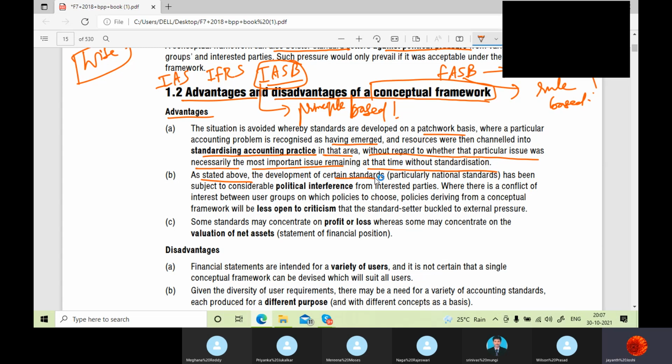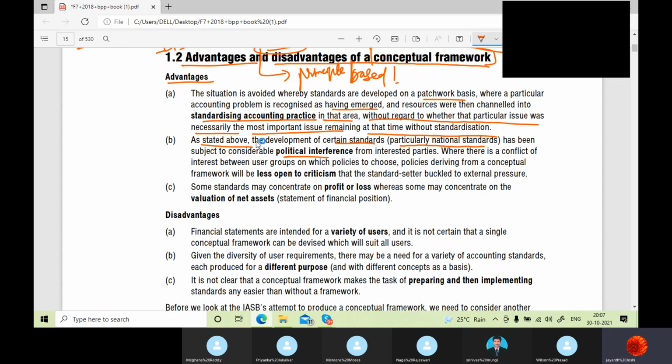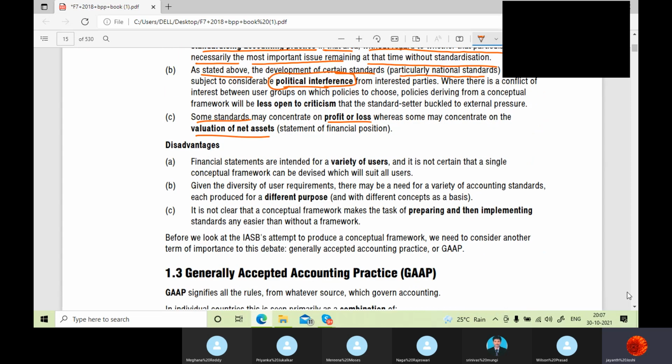As stated above, the development of certain standards, particularly by national standard setters, I've already told you, are politically motivated. So you won't expect this kind of thing if the standards are prepared based upon a strong conceptual framework. Because if the standards are politically motivated, then a lot of criticism would come up if things get exposed. Now, some standards may concentrate on P&L, whereas some may concentrate on valuation of net assets. So these are some of the advantages because they're very specific. Like IAS 16, International Accounting Standard 16, deals with property, plant and equipment. So they are dealing with assets. Now, revenue from contracts with customers has a separate standard. That would come under profit or loss.